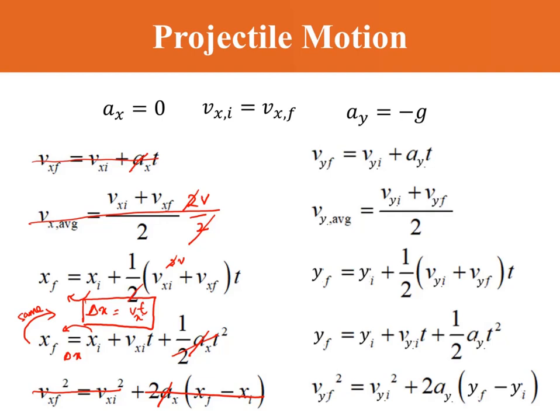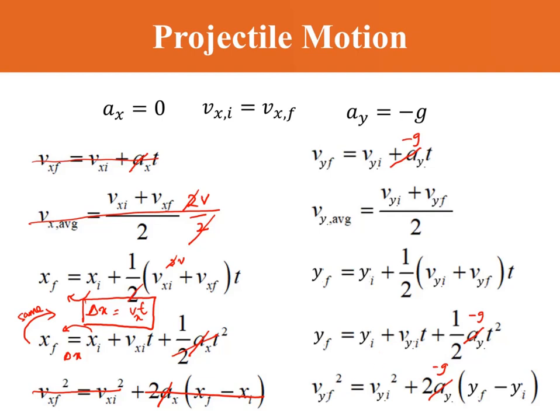As for the y equations, all the ay become negative g. Change this into negative g, this one also into negative g, and this one too. So for the y equations we don't have any problem. We can use all of the equations, because we don't have any 0.